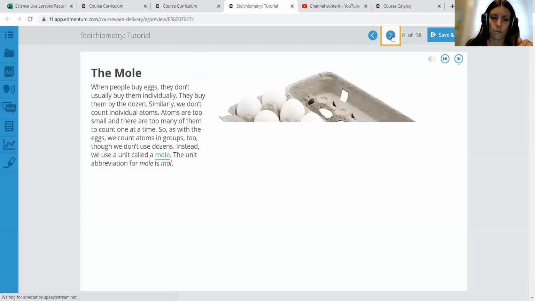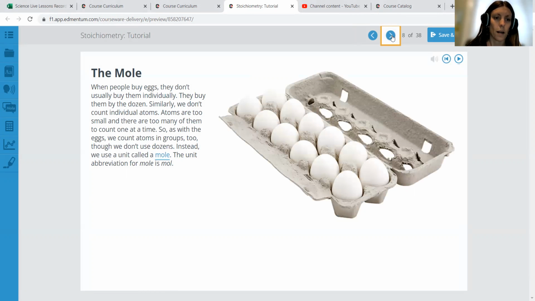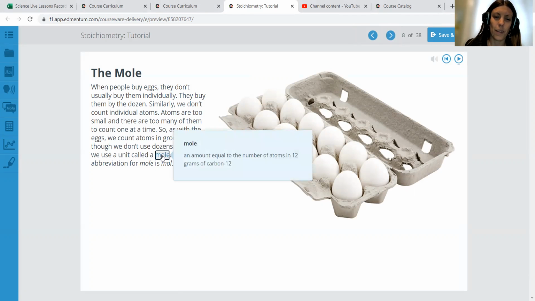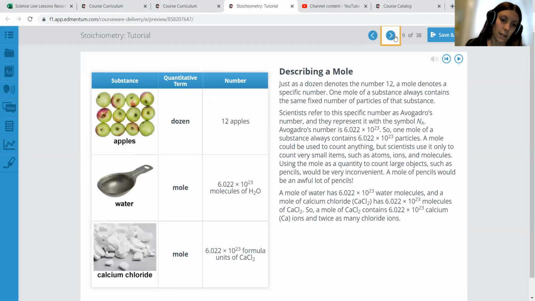The mole. All right. Mole is a type of measurement or a type of unit. So the amount equal to the number of atoms in 12 grams of carbon 12. So there you have it. It's a type of measurement or unit of measurement. You probably won't hear it that often just in everyday life. It's basically like science and chemistry stuff. So you won't hear it that often with other stuff. But here we have some other measurements here.